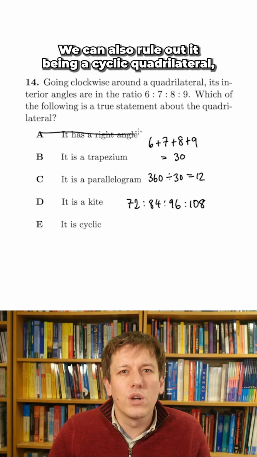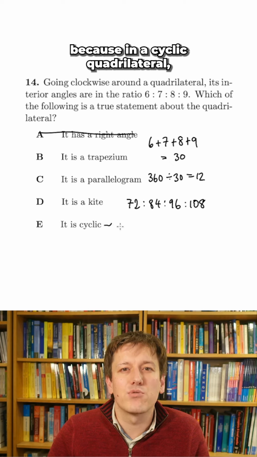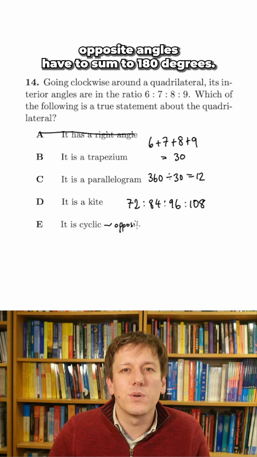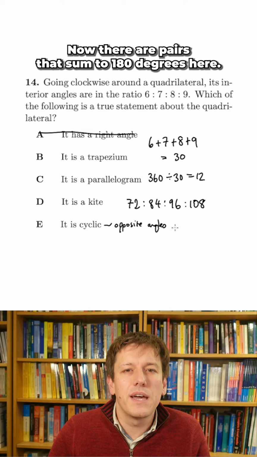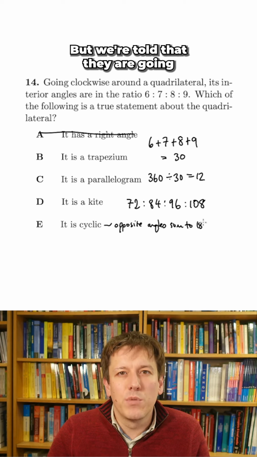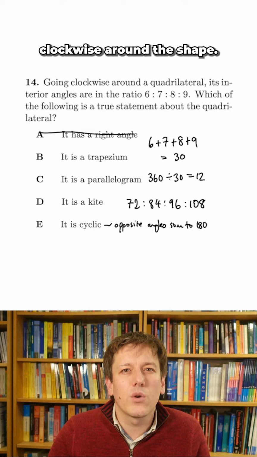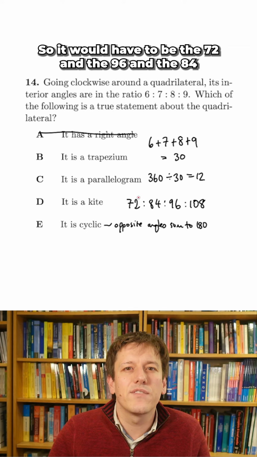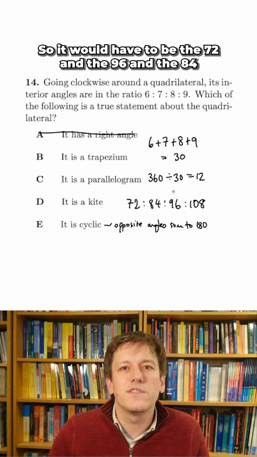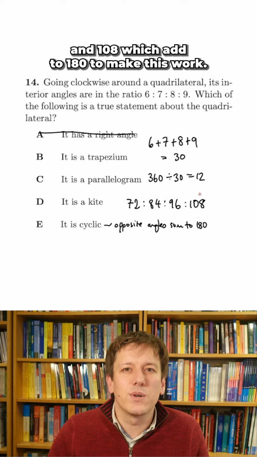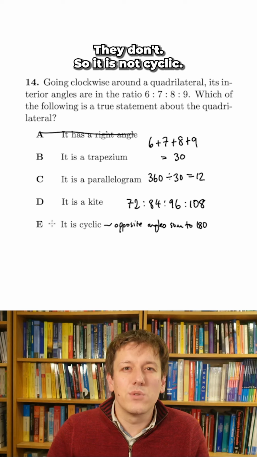We can also rule out it being a cyclic quadrilateral, because in a cyclic quadrilateral, opposite angles have to sum to 180 degrees. Now, there are pairs that sum to 180 degrees here, but we're told that they are going clockwise around the shape. So it would have to be the 72 and the 96 and the 84 and the 108, which add to 180 to make this work. They don't, so it is not cyclic.